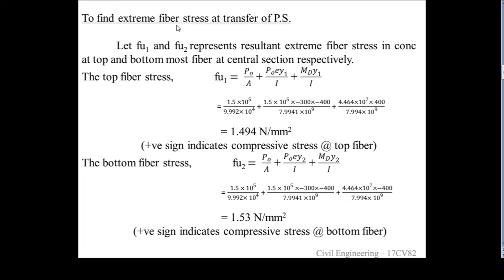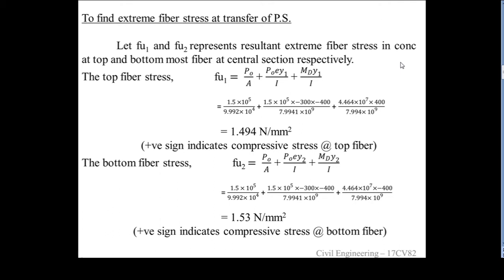Then to find the extreme fiber stress at transfer of prestress, let Fu1 and Fu2 correspond to the resultant extreme fiber stress in concrete at the topmost and bottommost fiber at the center section respectively. In that, the top fiber stress and bottom fiber stress are calculated here. Fu1 is equal to P naught by A plus P naught E Y1 divided by I plus MD Y1 divided by I.